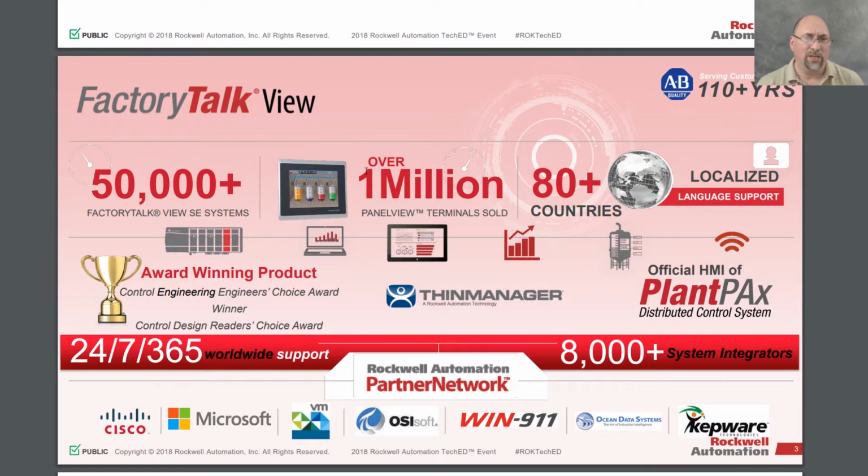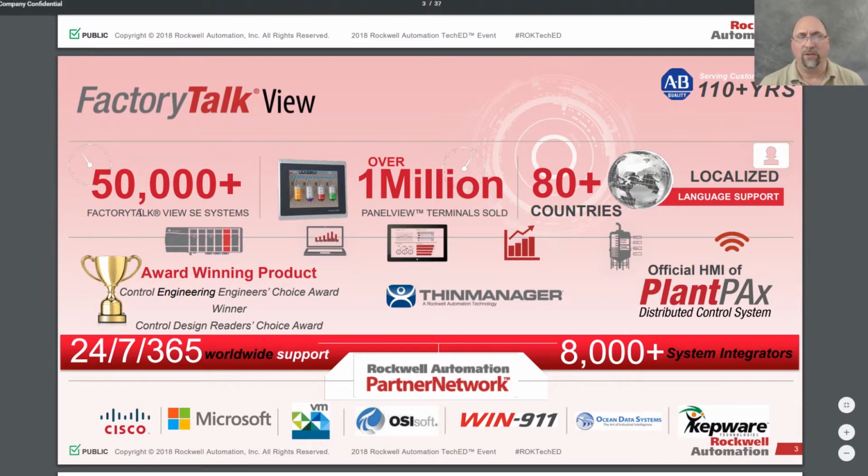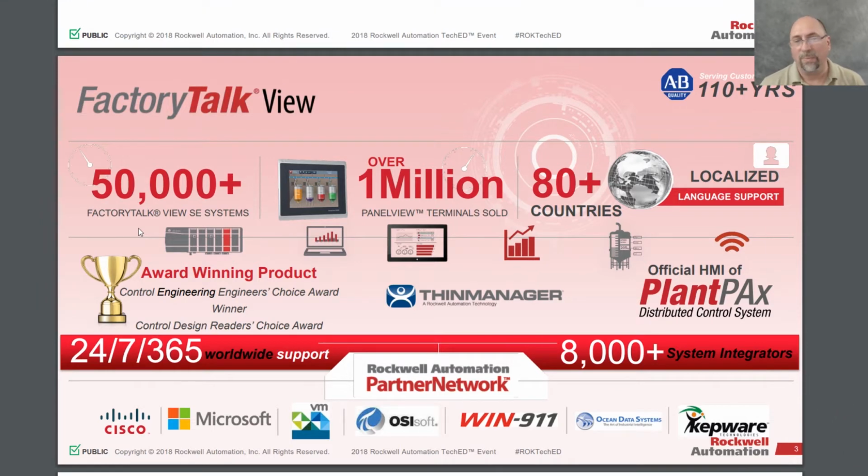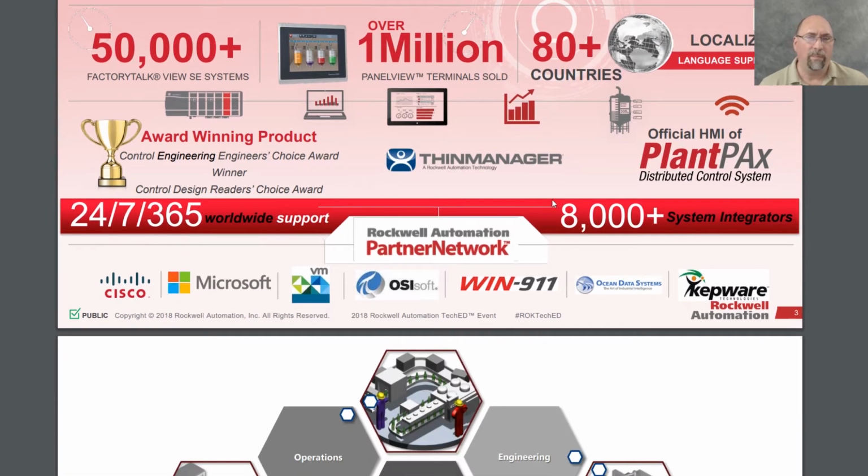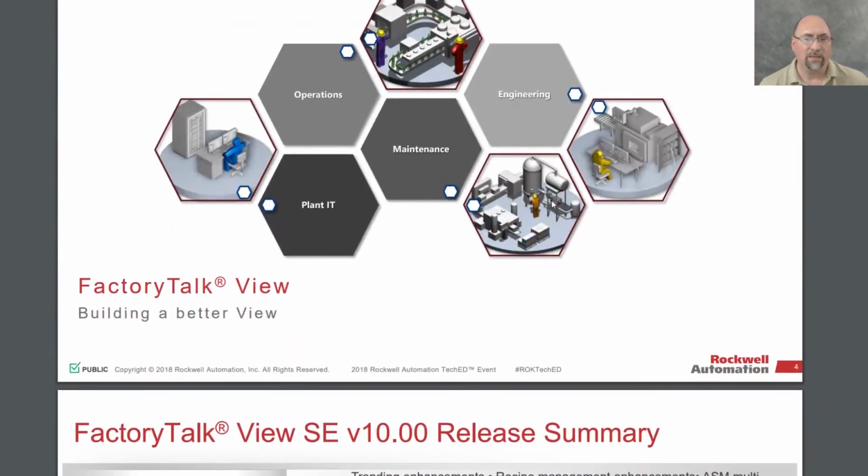So in any case, you can see here, there's over 50,000 FactoryTalk View SE systems installed and running in the field. That seems a little low to me, but still it's a lot of running systems. 1 million PanelView terminals sold. I wonder if that includes the original PanelViews. And then 80 plus countries, which is totally believable. With that said, that's some of their marketing stuff.